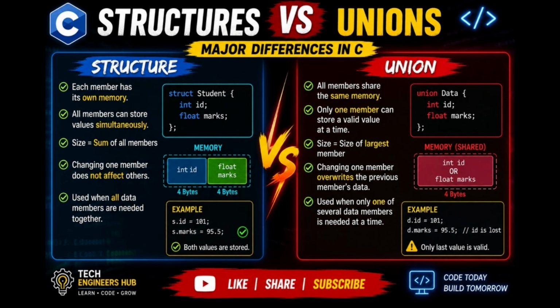So here are the major differences between structure and union. We already discussed each and every point, but I want to remind you of some points. Changing one member does not affect the others in structures, whereas in unions changing one member overrides the previous member's data. Why is it so? Because it accesses only one block of memory. The largest member should act as the single block of memory. So we have discussed all the differences between structure and union. If you have any queries, please comment below.